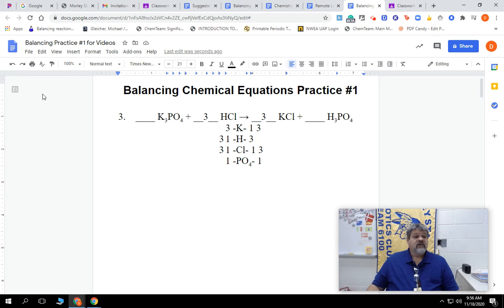So what do we need to do next? We need to write out our molar ratio, and our molar ratio is going to be 1 to 3 to 3 to 1. Once we have our molar ratio written out, I like to bold it and highlight it. And there we go. That's our balanced chemical equation, 1 to 3 to 3 to 1, for this compound of potassium phosphate plus hydrochloric acid yields potassium chloride and phosphoric acid.